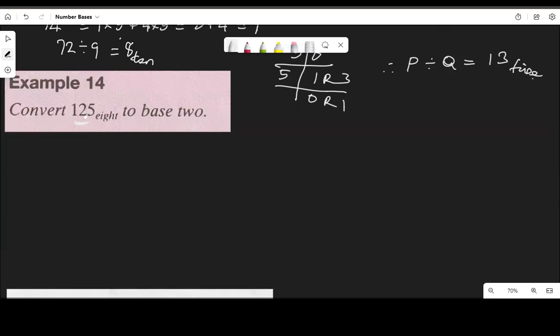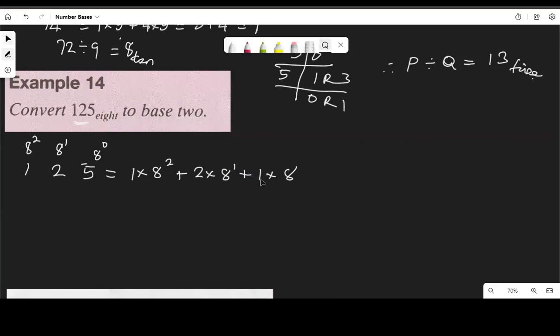So how do we convert base 8 to base 10? I'll use a power expansion. That is 1, 2, 5. The place value of 5 is 8 to the power 0. That of 2 is 8 to the power 1. And this is 8 to the power 2, which is 1 times 8 to the power 2, plus 2 times 8 to the power 1, plus 5 times 8 to the power 0.